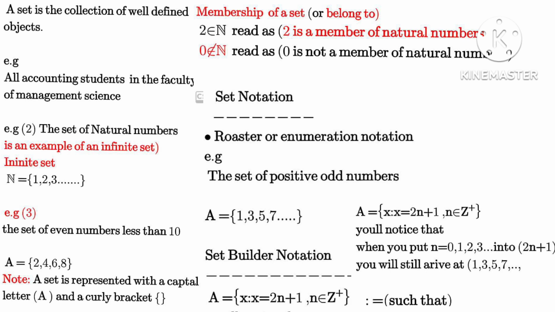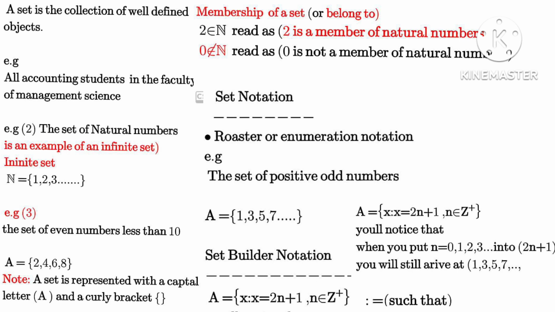Now, the set of natural numbers. Before now, you should know what natural numbers are, what real numbers are, what whole numbers are, what positive integers are. This is an example of an infinite set. When we say something is an infinite set, it keeps on going 1, 2, 3, 4, 5, 6, up till infinity, so it has no end. That is an infinite set. Otherwise, the second one is a finite set. Those for which the number of elements is countable are finite sets.